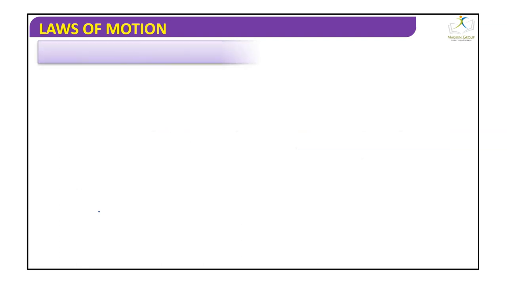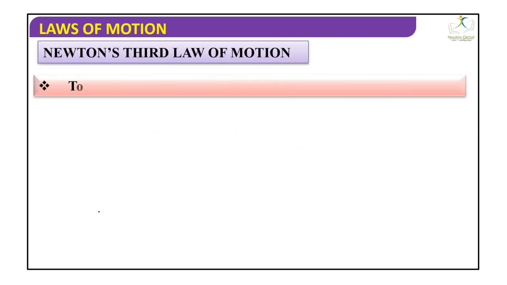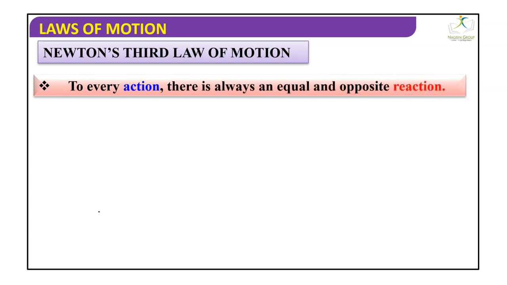Third law of motion. Newton's third law of motion: to every action there is an equal and opposite reaction. Student, every action means if we are trying to change the position, shape, direction, etc. in any body.